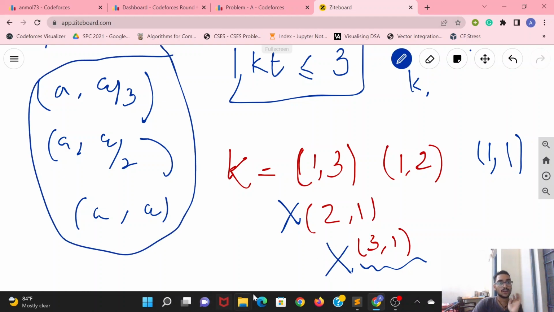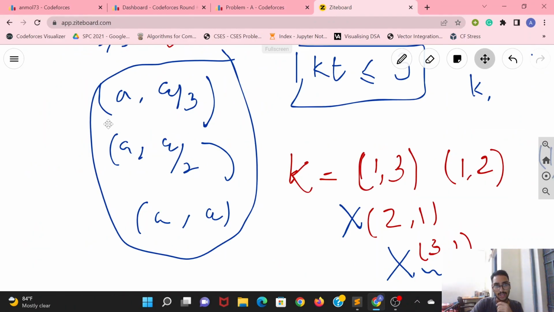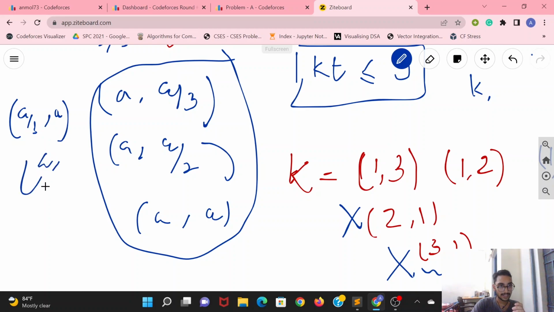Fine. Okay. And now we want the number of ordered pairs. So A comma B and B comma A both have to be considered, because the problem is symmetric in A and B. So if A comma A by 3 is a solution, then A by 3 comma A is a solution. Similarly, A by 2 comma A is a solution. Now if A comma A is a solution, the reverse is also a solution. But the reverse is A comma A itself, because both these are equal. So this is kind of like a single one.